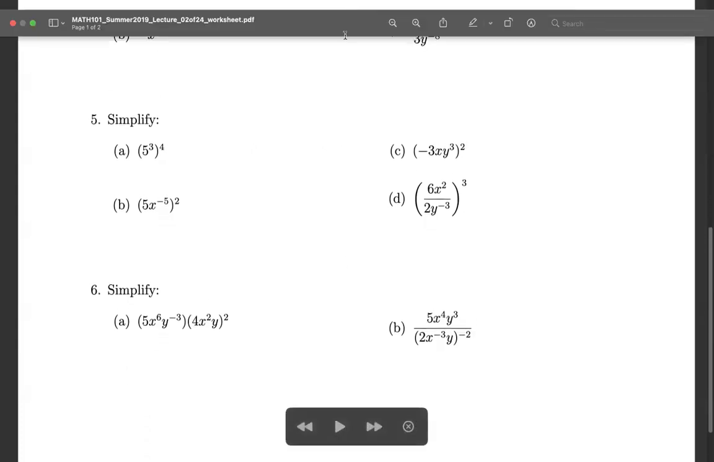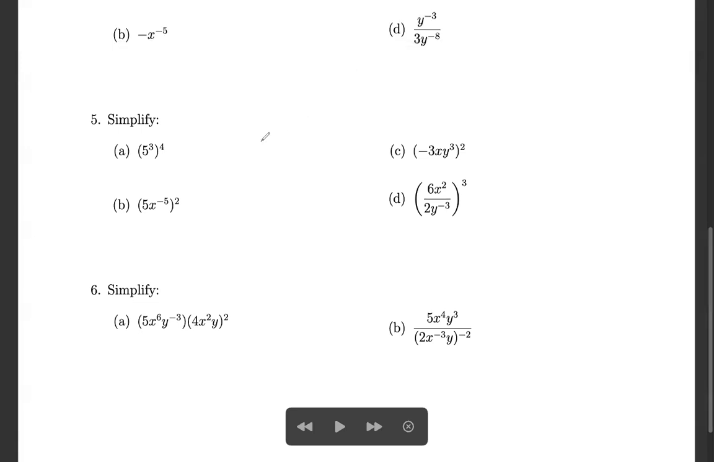Let's see 5. So we have 2 layers of exponent. So 5 raised by 3, then raised by 4. The meaning of this is that 5 raised by 3 raised by 4 means I have 4 copies of 5 raised by 3 multiplying itself.